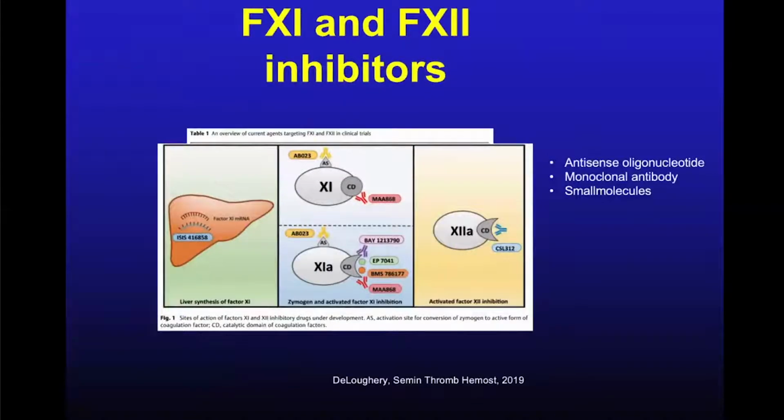And if you then look at what happens in terms of the inhibitors, this is a very nice overview for those who are interested. You can see on the left is the antisense for factor 11. I'll touch on that one as well. But there are monoclonal antibodies and small molecules targeted at the top in the middle at factor 11 or factor 11A, and then to the right factor 12. And basically what you see here, there's even antisense for factor 12 available for evaluation.